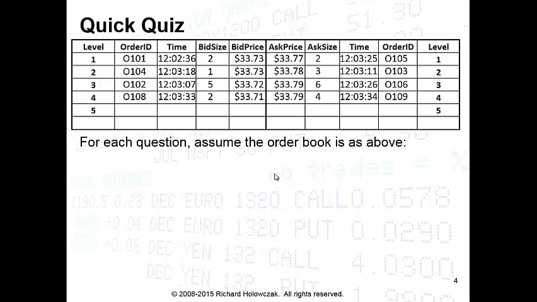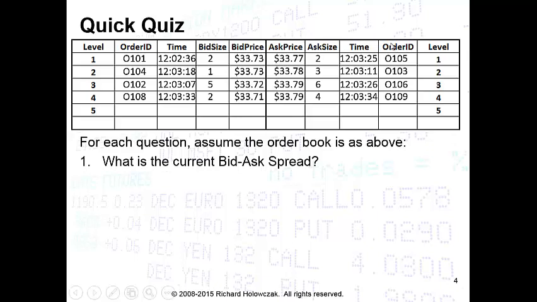Okay, hopefully you have your answers jotted down. Here we go. What is the current bid-ask spread? Well, you may recall that the bid-ask spread is the difference in the best bid price and the best asking price. So here our bid price is $33.73, our ask price is $33.77, so the bid-ask spread is 4 cents right now, just the difference between those two prices.